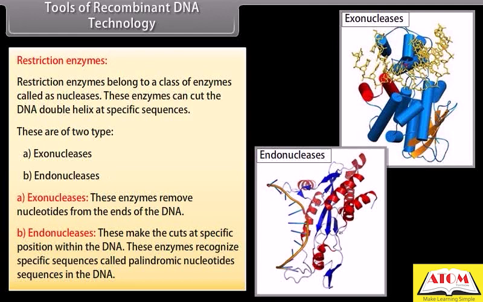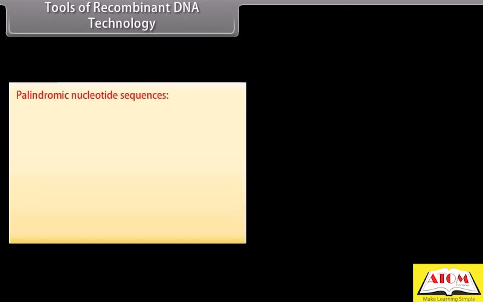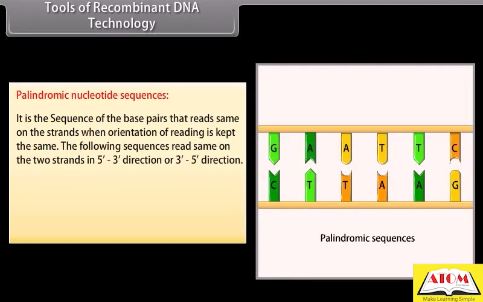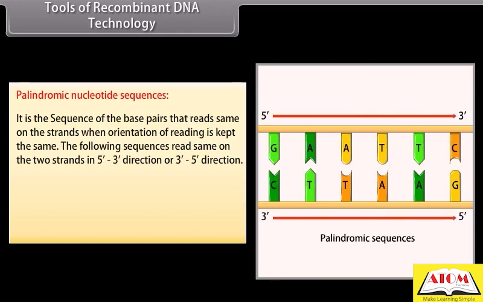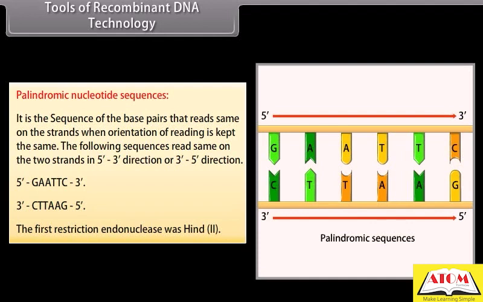These enzymes recognize specific sequences called palindromic nucleotide sequences in the DNA. Palindromic nucleotide sequences. It is the sequence of the base pairs that read same on the strands when orientation of reading is kept the same. The following sequences read same on the two strands in 5' to 3' direction or 3' to 5' direction. 5' GAATTC 3', 3' CTTAAG 5'. The first restriction endonuclease was Hind 2.